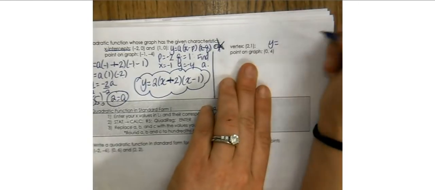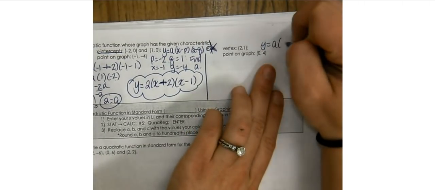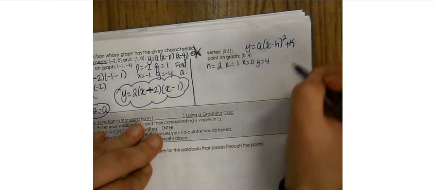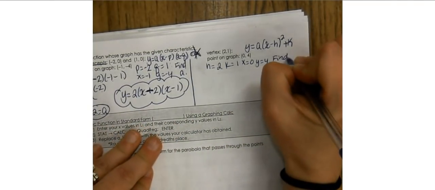And finally, we have example number 4. In this case, they gave us a vertex, so that should be your clue that we're probably going to write this in vertex form. And remember that vertex form is y equals a times x minus h squared plus k. And in this case, they tell us that our h value is equal to 2, our k value is equal to 1, our x value is equal to 0, and our y value is equal to 4. So I just need to find what a is.